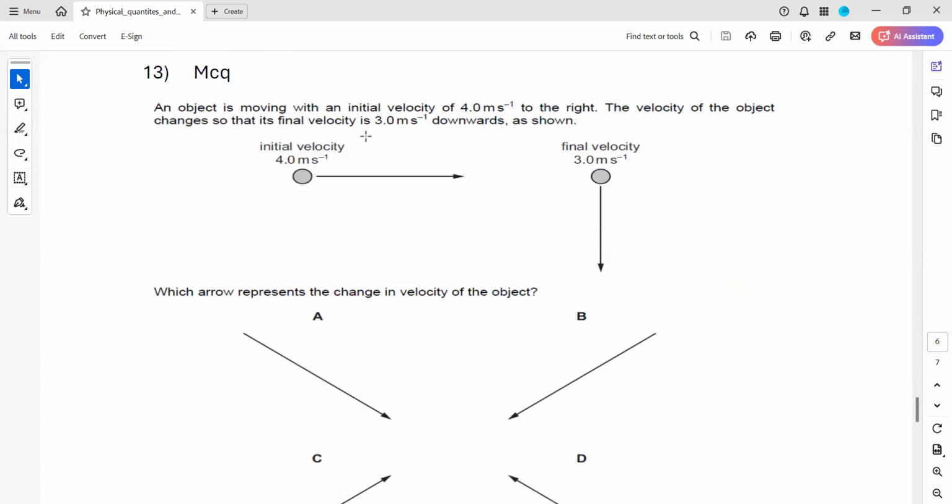Look, in the question, an object is moving at an initial velocity of 4 meters per second. So this is the initial speed of the object, to the right. The velocity of the object changes, so the final velocity is 3 meters per second downward. The question is, which arrow represents the change in the velocity? If you want a change, for example, if this is V, this is U, the change in velocity means V minus U. So in terms of the vector, what is V minus U?